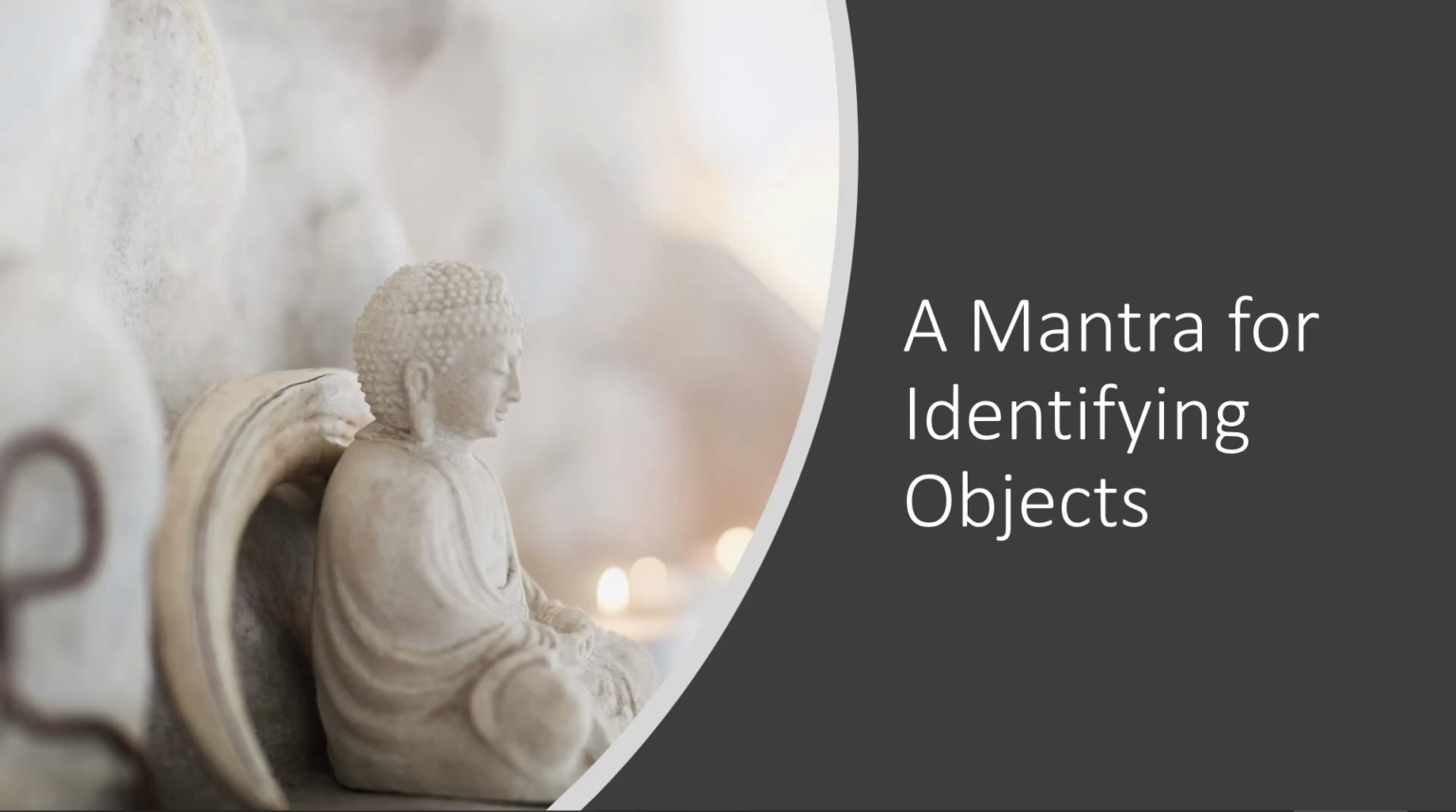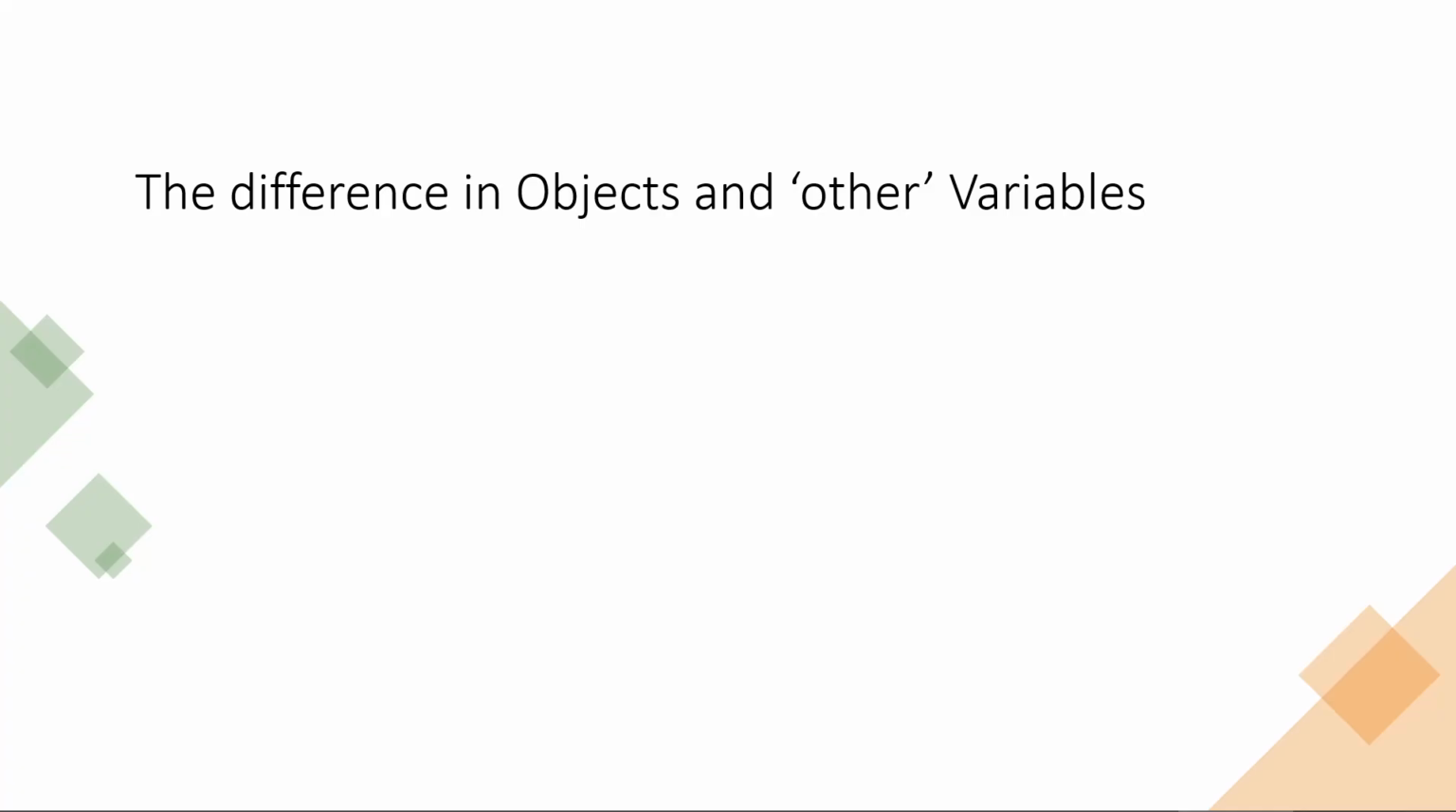So instead, I want to talk about the idea of a mantra for identifying objects. It comes from a good mentor of mine, Dr. Frank Sternberg, and so this is his idea that I want to pass along to you. But let's start with the idea of what's different about an object versus just everyday variables.